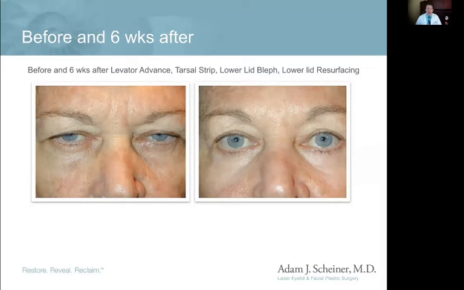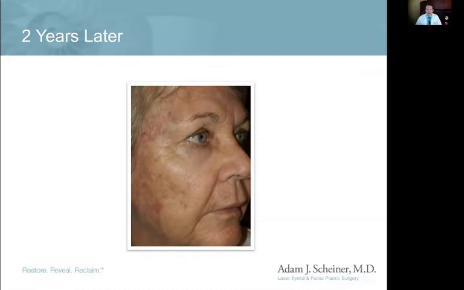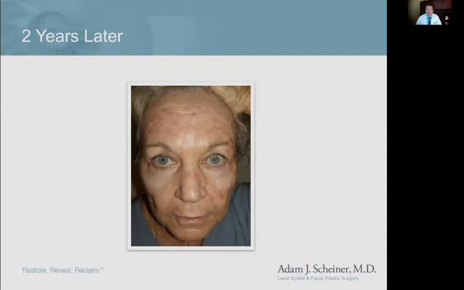I raised the upper lid, and I worked on the bags of the lower lid. I did a laser on the outside skin so you can see the wrinkles and the pigment looks better in the lower lid. She came back to me 2 years later and she was erupting in skin lesions all over her face, except the area I treated 2 years prior. Can you see that? Pretty striking there, right? So lesions everywhere except where I treated 2 years prior.